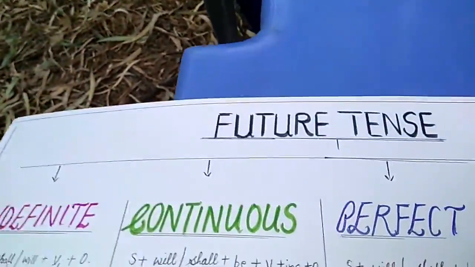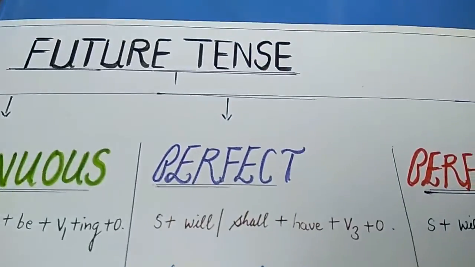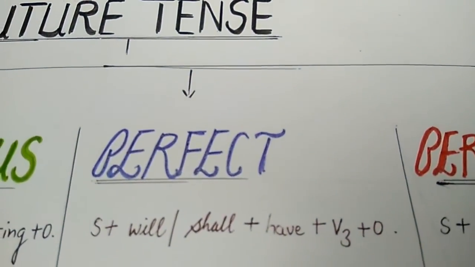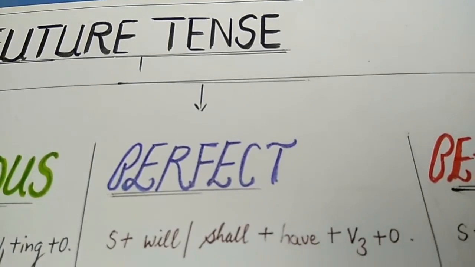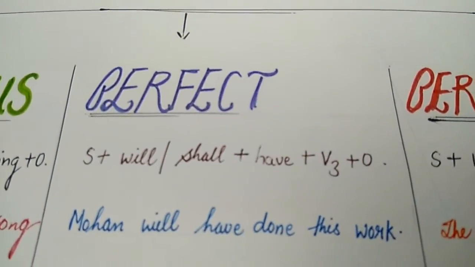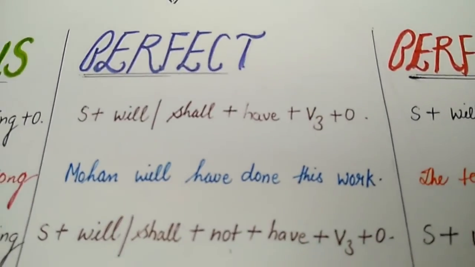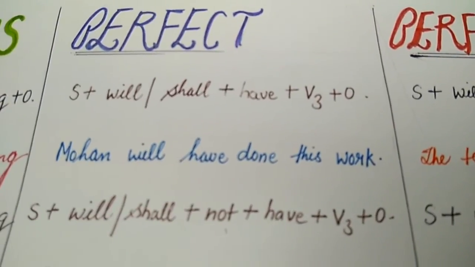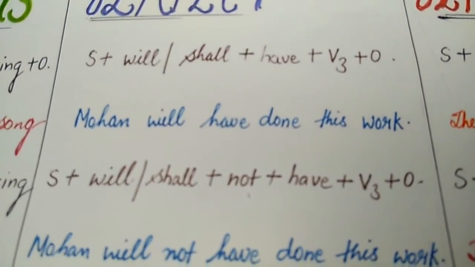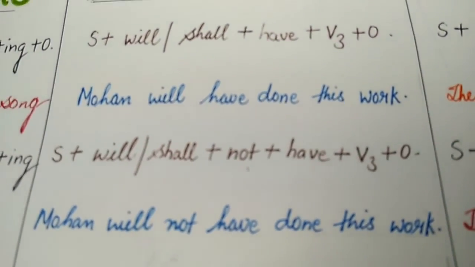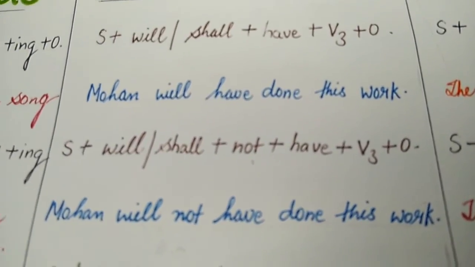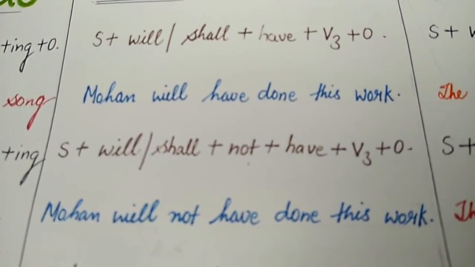So over to Puneet. Yes, hello friend. I will discuss future perfect tense. The structure of affirmative sentence: subject plus will or shall plus have plus verb third form plus object. Mon will have done this work. Negative sentence: subject plus will or shall plus not plus have plus verb third form plus object. Mon will not have done this work.